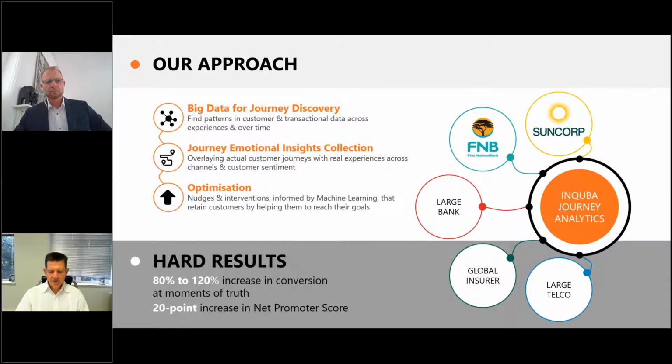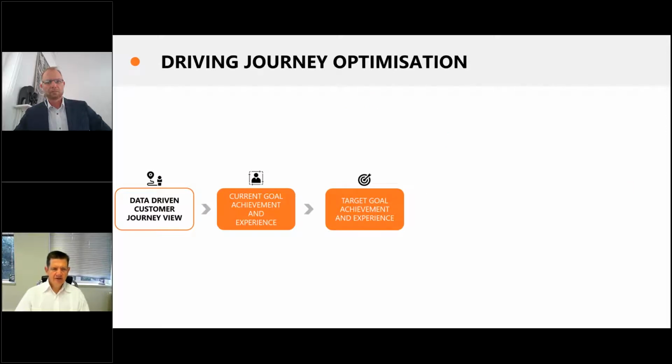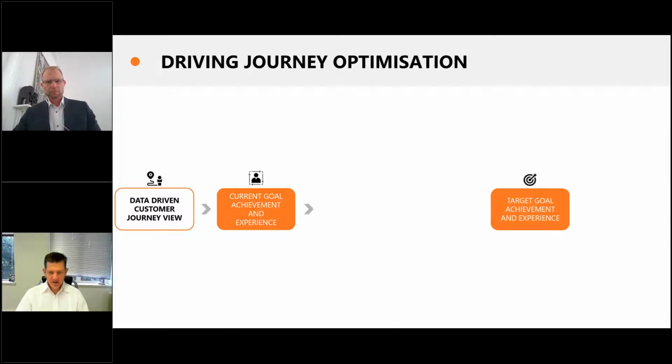When we look at the actual operational model in support of customer journey optimization, at a macro level it's pretty simple. You take this data-driven view of the customer journey, and then you look at the degree to which you as an organization are helping the end customer achieve their goals, and the degree to which the experience is delivering in line with the expectation. And then it's really about putting a set of interventions in place to meet a target goal achievement and experience. So I think that's a 3-step process. It's pretty straightforward and pretty obvious. The question obviously is, how do you do that? How do you get to that target goal achievement and that great experience?